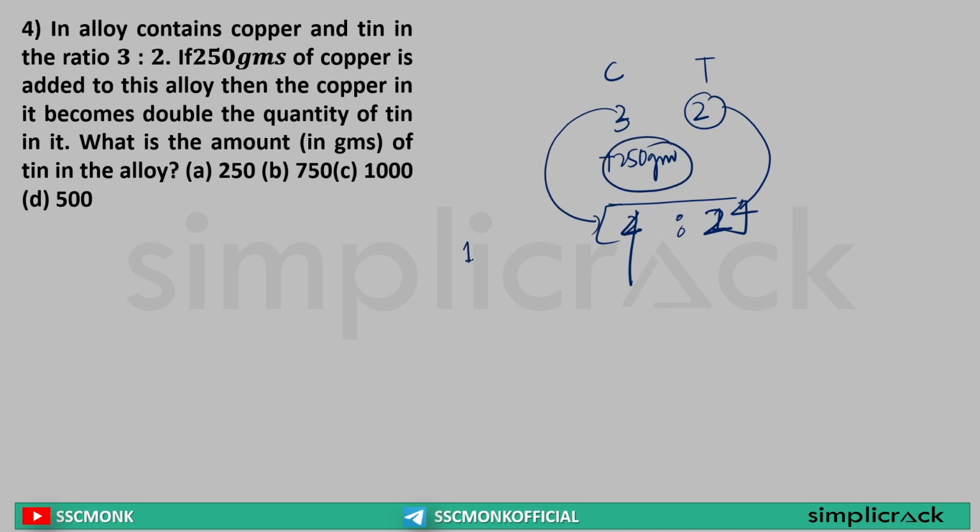So what is the difference? 1 part, that is equal to 250 gram. Yes or no? Yes. It is asking what is the amount of tin. Sir, 1 part is 250 gram. 2 part will be 2 into 250, that is equal to 500 gram.